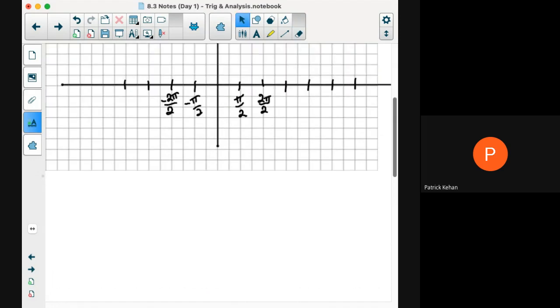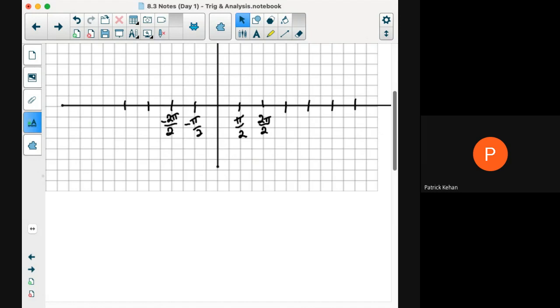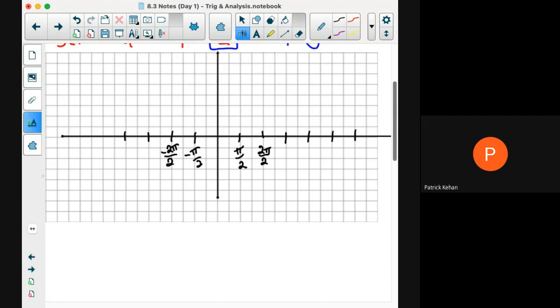So what I'm going to do is I'm going to go back to a scale of 1 in this case. So 1, 2, 3, 4, 5, 6, and so on. -1, -2, -3, -4, -5, -6.